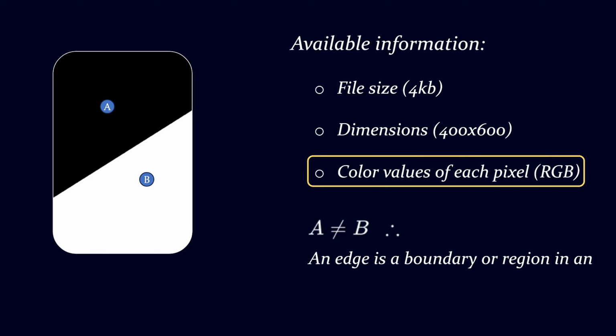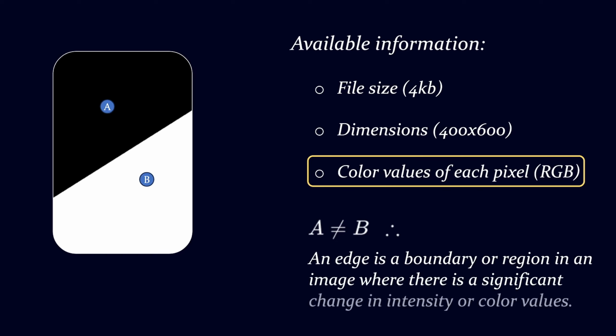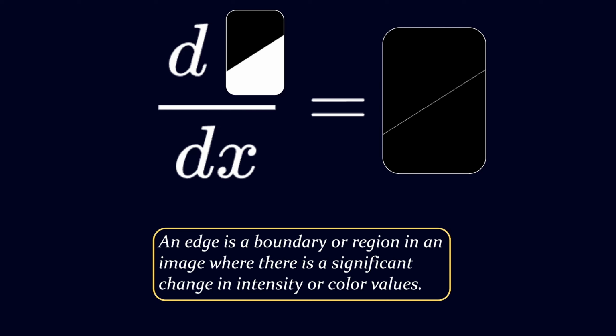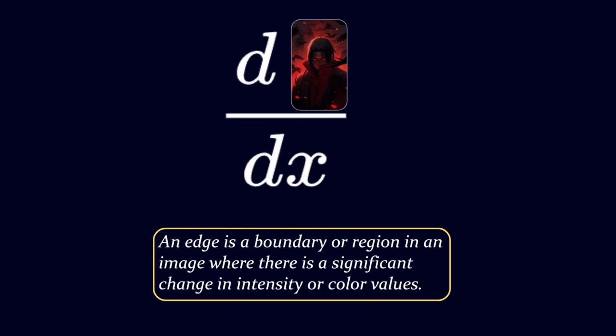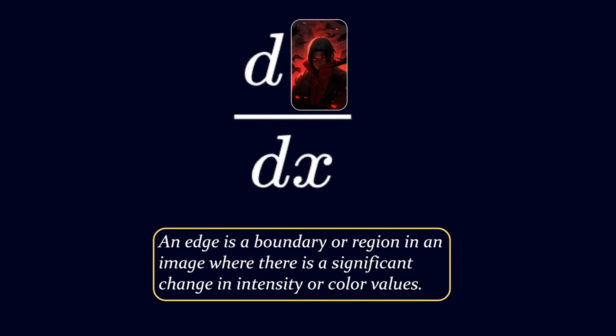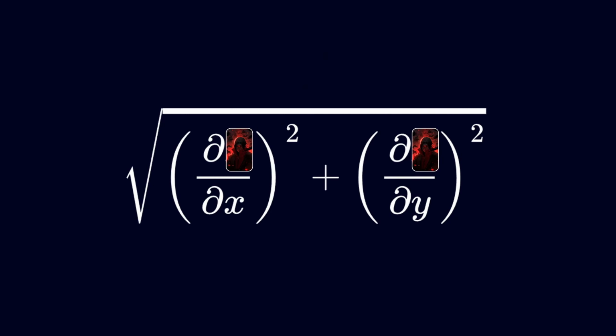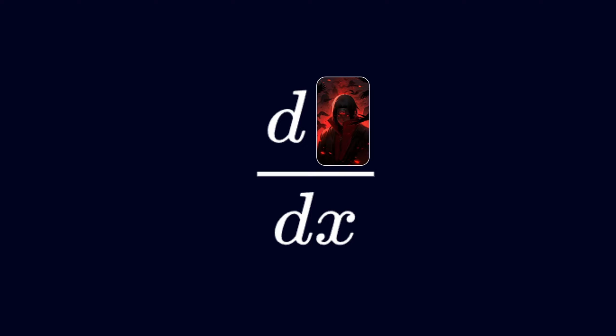An edge is a boundary or region in an image where there is a significant change in intensity or color values. If you've taken calculus, it might help to think of this as taking the derivative of an image. This works for every image, by the way, not just a sample. Note that a more accurate representation will be the following, but we'll get into that later. Now, this wasn't exactly straightforward to implement, so let's break it down a little bit further. We know we want to find the change in the intensity of the pixels, but how do we do this using code?